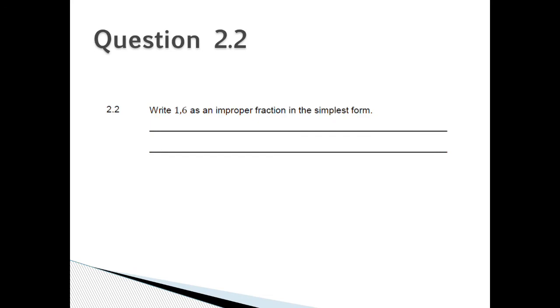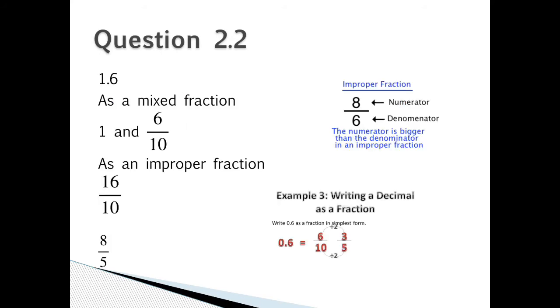Question 2.2. Write 1.6 as an improper fraction in the simplest form. An improper fraction has a numerator which is greater than its denominator. And if I wanted to write a decimal as a fraction, I will say 0.6 is equal to 6 over 10. You will divide by 2 on the top and divide by 2 at the bottom, which will give you 3 over 5.